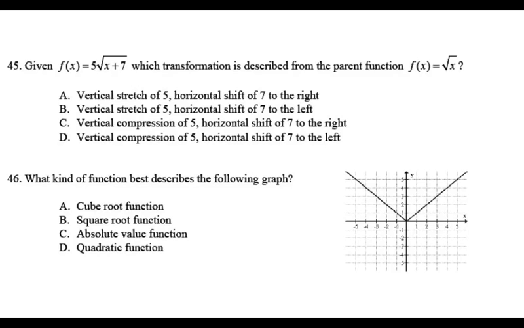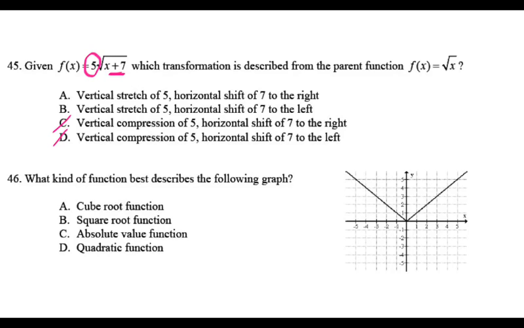Alright, given f of x equals 5 square root of x plus 7, which transformation is described from the parent function f of x equals the square root of x? So the number in front of your function is always either a vertical stretch or a vertical compression. If it is bigger than 1, that is a vertical stretch. If it is in between 0 and 1, that is a vertical compression. 5 is bigger than 1, so it's a vertical stretch. So you can eliminate those two answer choices.